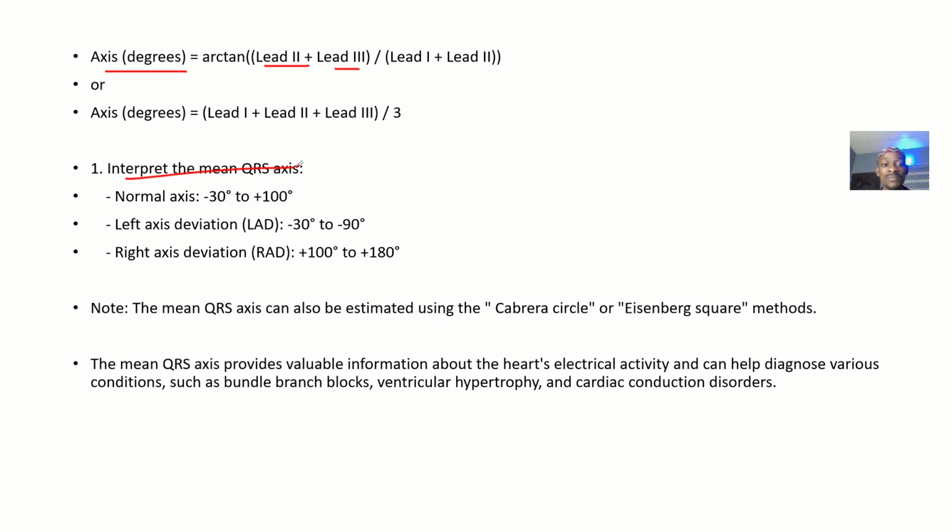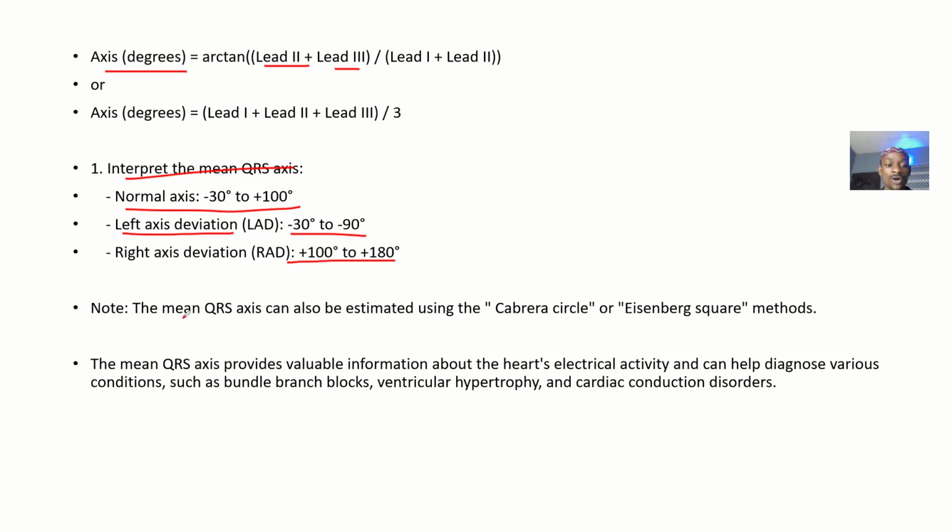So to interpret the mean QRS axis, that's after you've done the math and gotten your value. If it is between minus 30 to plus 100 degrees, it is a normal axis. If it is from minus 30 to minus 90, it is a left axis deviation. If it is between plus 100 to plus 180 degrees, it is a right axis deviation.